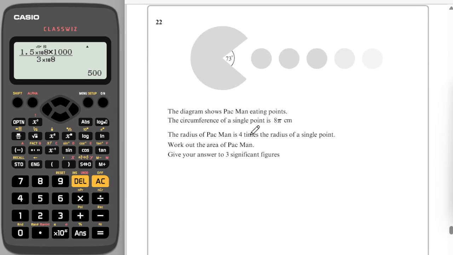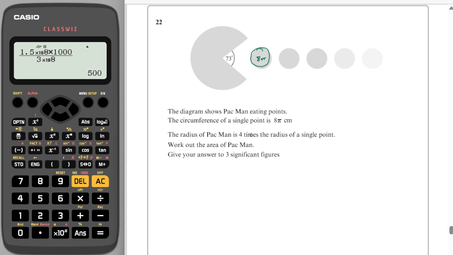Okay, question 22. The diagram shows Pac-Man eating points. The circumference of a single point, so these are the points. The circumference is equal to 8 pi, so that's all the way around the outside. The radius of the Pac-Man is 4 times the radius of the single point. Work out the area of the Pac-Man. Oh, this is quite a difficult question to be on a foundation paper. So we've got area of a sector.